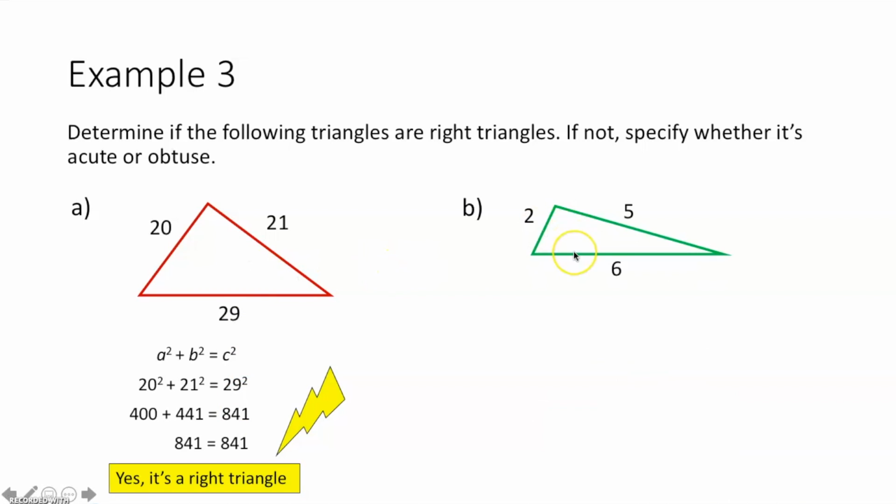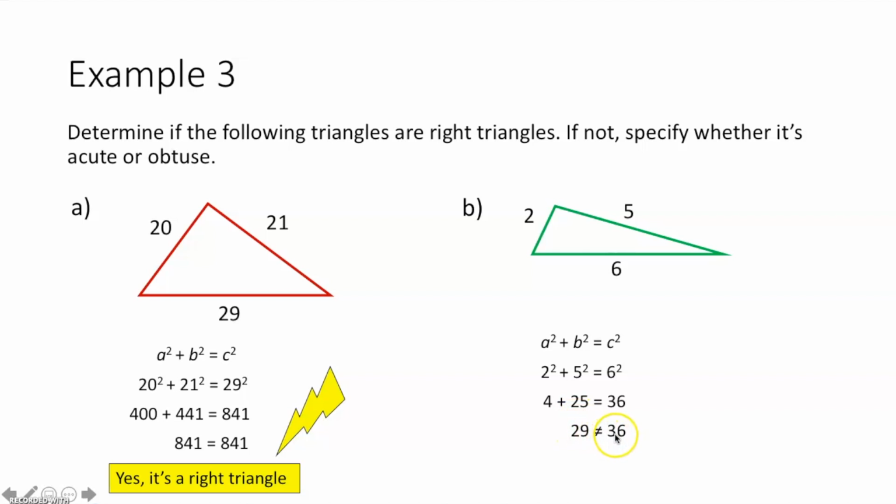For part B, now how do we do this over here? Well, we're going to, again, use a squared plus b squared equals c squared. We're going to choose the longest side to be our c, and then the other 2 sides can be a and b. It doesn't matter which one is which. Once we choose our longest side to be c, we then square everything. 2 squared is 4, 5 squared is 25, and 6 squared is 36. We then add these together, we get 29.